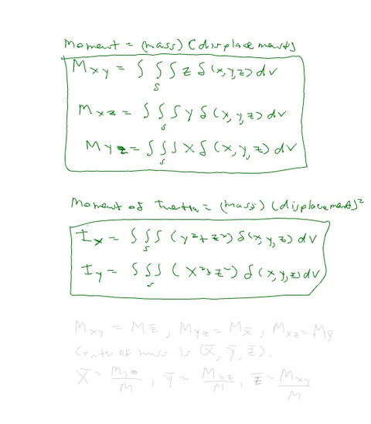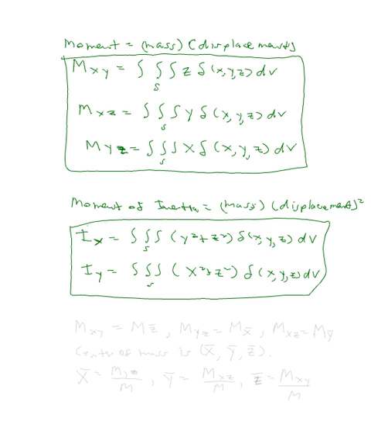Now, in order to find the center of mass, we use the definition of center of mass as the point x bar, y bar, z bar, such that the solid S acts as if it's a point mass of mass big M, the same big M we found with the triple integral for the total mass earlier, concentrated at x bar, y bar, z bar.